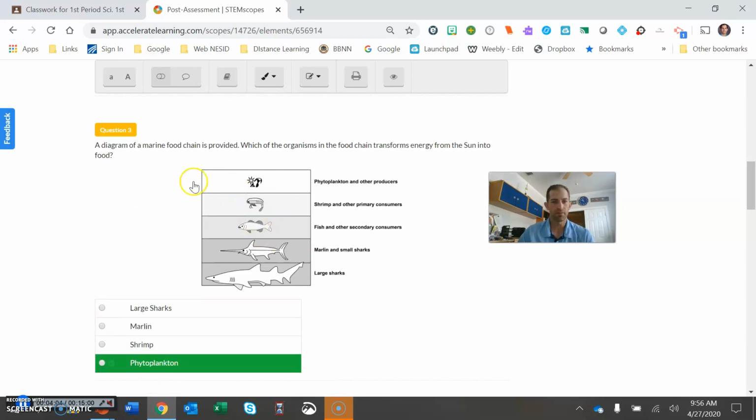Here they flip the diagram over. They put the consumer at the end and the producer at the beginning. They give you some clues: primary, secondary, marlin, small sharks. And the answer is the phytoplankton. So hopefully you didn't flip it around and choose the shark because it was on the bottom.